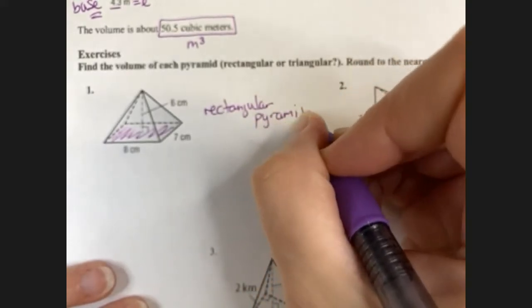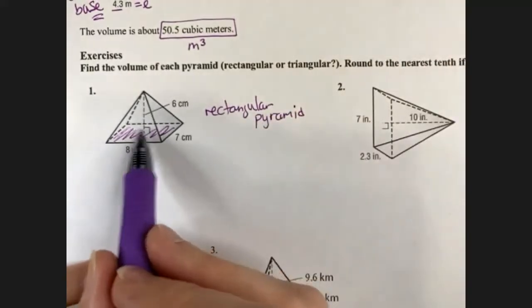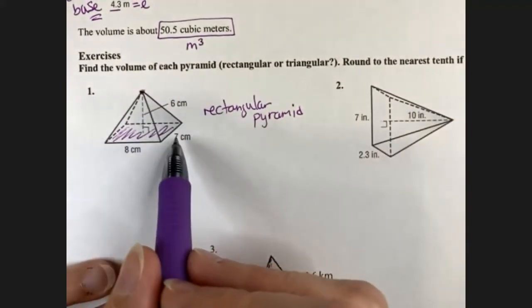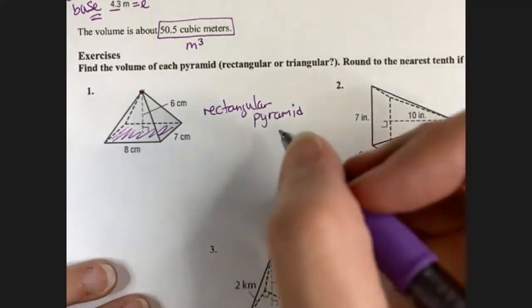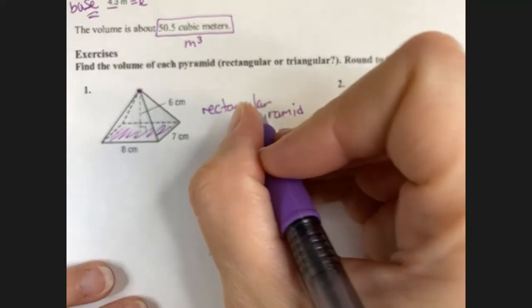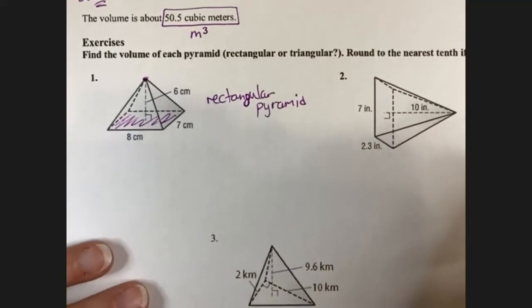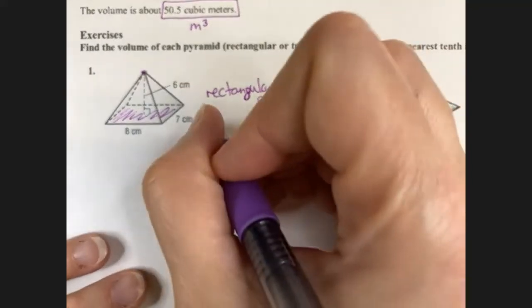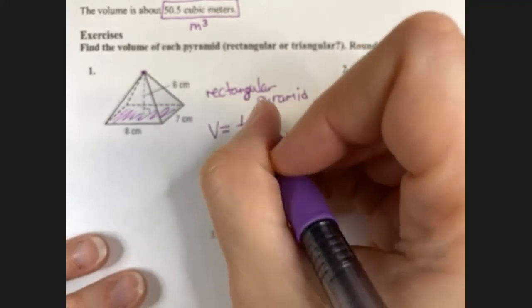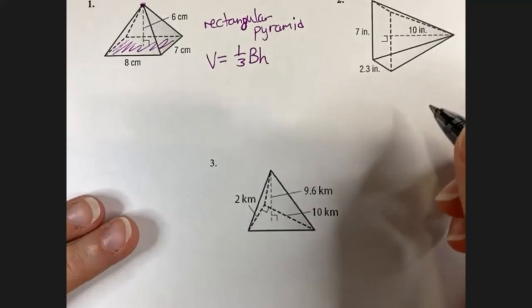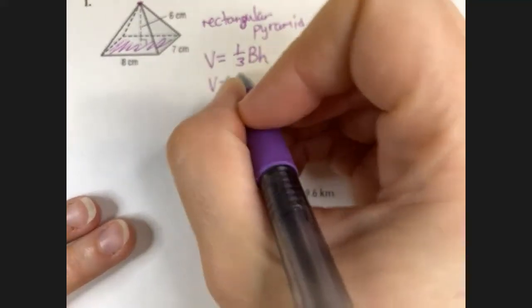And the reason I know it's a pyramid is because all the faces are triangles and it comes to a point at the top. The base itself is a rectangle, hence the name rectangular pyramid. And so these are just some things you got to know and how to name it. And so I'm going to apply the formula volume equals 1/3 big BH. So we don't have just big BH, we have 1/3 big BH.